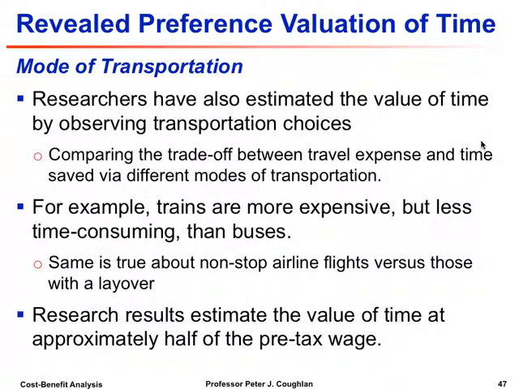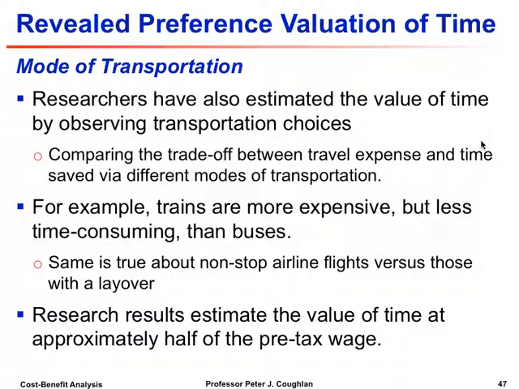What about mode of transportation? Right, the idea is, well, let's compare trains and buses. Trains are more expensive but less time consuming than buses. So if people choose to take a bus between Washington, D.C. and New York, as opposed to a train between Washington, D.C. and New York, that should indicate something about what the value of time is, right?